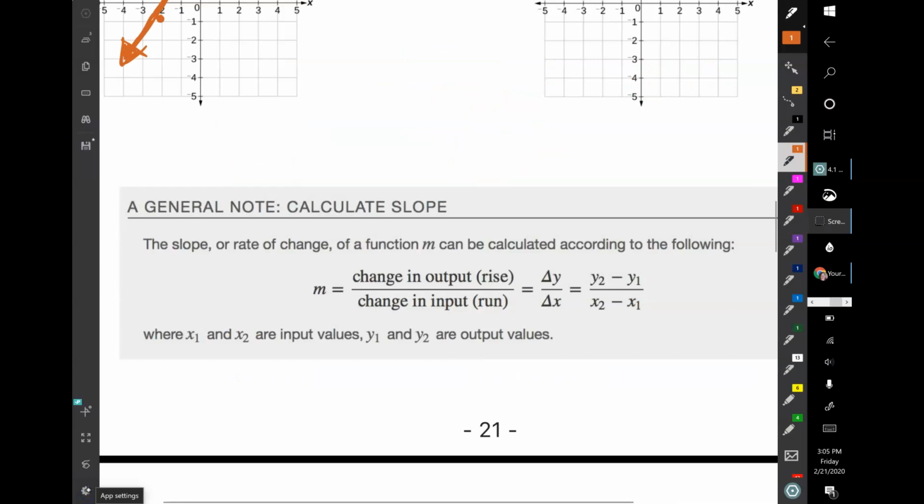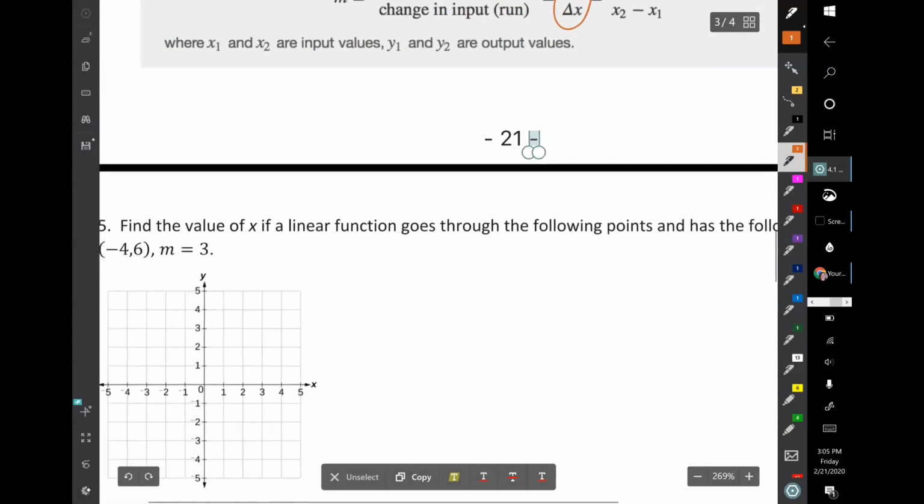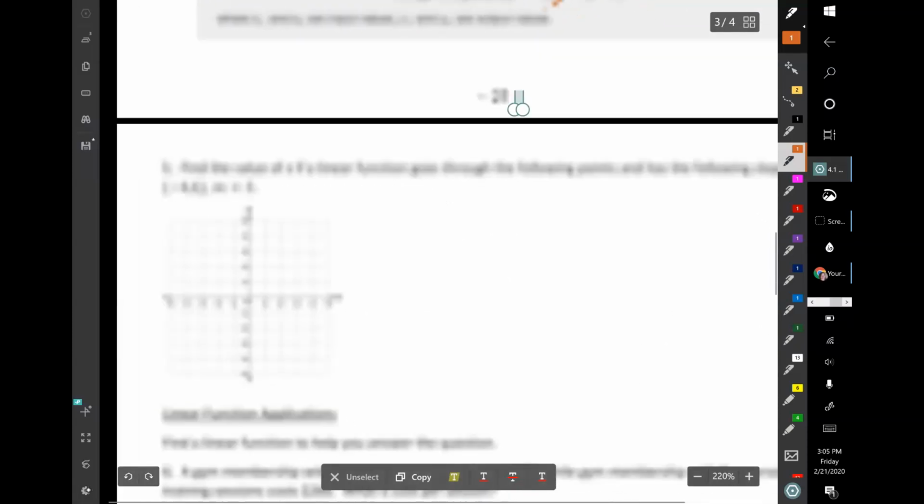In here, again, is just calculating slope in general. You may see this kind of notation here, delta y over delta x. That just means the difference or the change in y's over the change in x. That you've seen before, I'm sure.